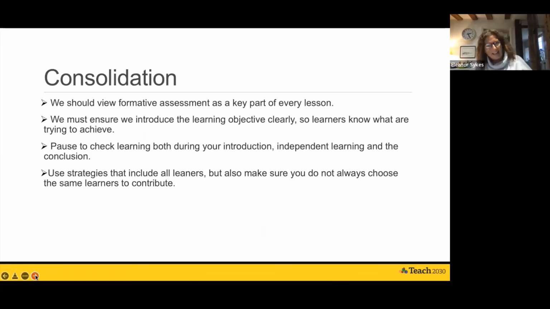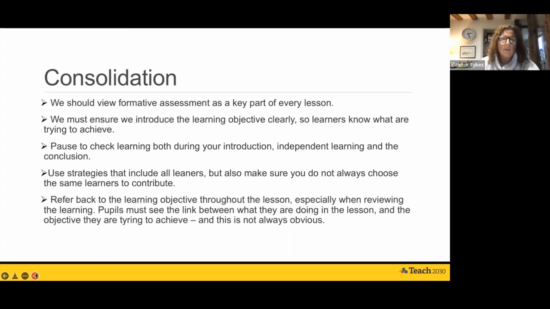And refer back to the learning objective throughout the lesson, especially when reviewing the learning. Your pupils, your learners must see the link between what they are doing in the lesson and the objective they are trying to achieve. And this is not always obvious.